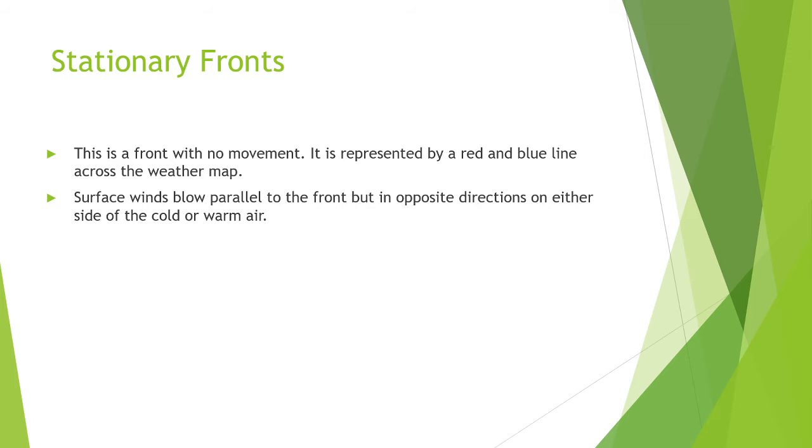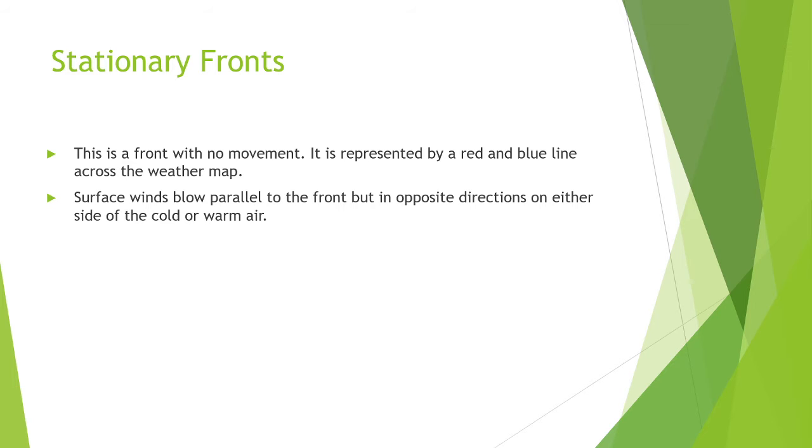But these fronts can stall out and they can produce showers along the front. Surface winds blow parallel to the front but in opposite directions on either side of the cold or warm air. So you basically have a boundary there where nothing is allowed to get past. It's not a semi-permeable boundary like in biology, where some things are allowed to get past.